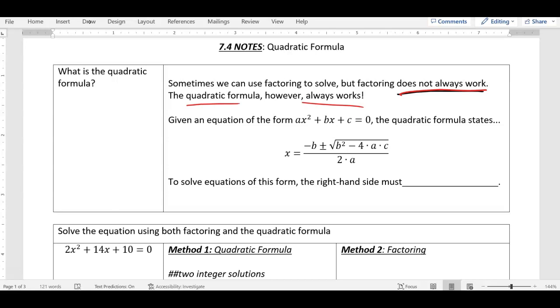x equals negative b plus or minus. Y'all see how that plus sign looks like it's underlined? It's called plus or minus. The square root of b squared minus 4ac, divided by 2a. That big, ugly, disgusting equation is the quadratic formula. You can only solve the equation of this form if the right-hand side is what? If it equals 0. So if your equation doesn't equal 0, you've got to get it equal to 0, put it into what we call standard form, and then you can use this.